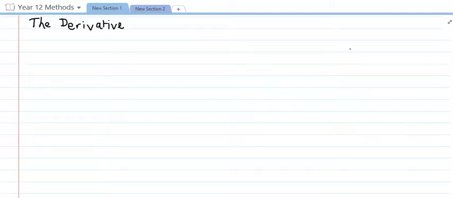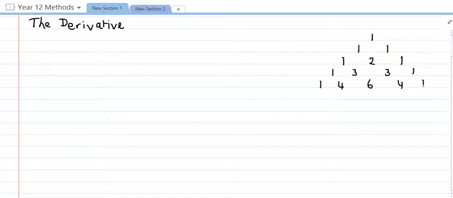And Pascal's triangle looks like this. So it starts off with a 1 at the top, and then it has 1s down the diagonals of the triangle. So we would have 1 and 1 here, and then we would have 1 and 1 here. The number that goes here is 2. And then the next row goes 1, 3, 3, 1, and then 1, 4, 6, 4, 1, and so on.